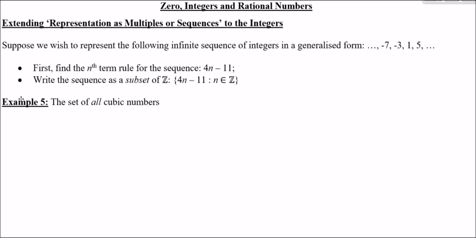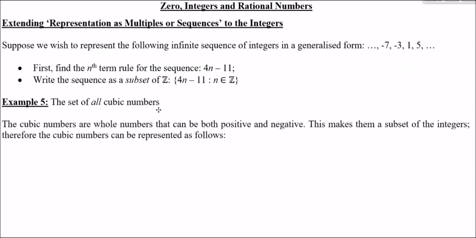So a fifth example. How about the set of all cubic numbers? That also will be a subset of the integers. The cubic numbers are whole numbers that can be both positive and negative. So like I've said, it does make them a subset of integers because a cube number can be negative. So it can be represented as follows. A cubic number is any integer cubed, so we can write it as n cubed such that n is any integer value.